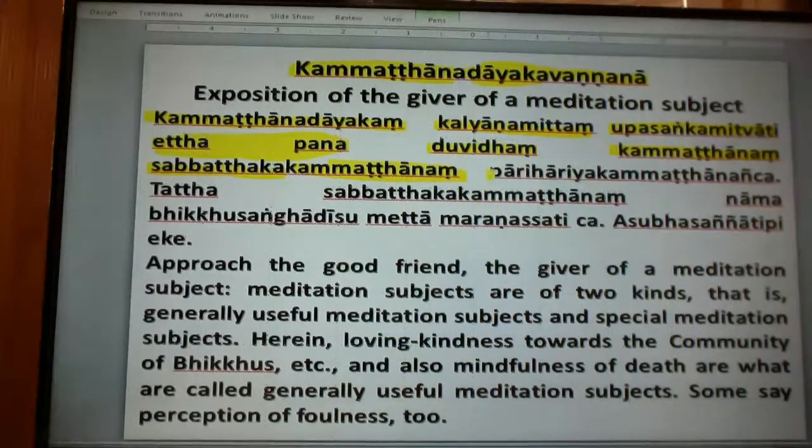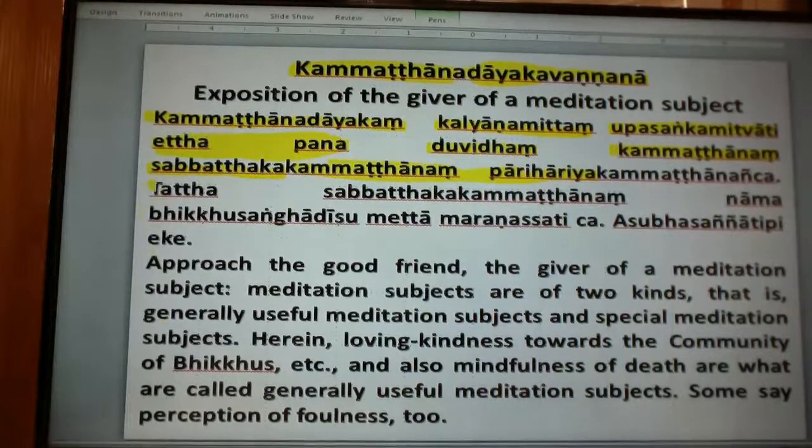Another kind is Pariharika. Pariharika Kammatthana. Pariharika means you have to carry a special meditation subject. So there are two kinds. One is suitable for all. Another one is special to the person.